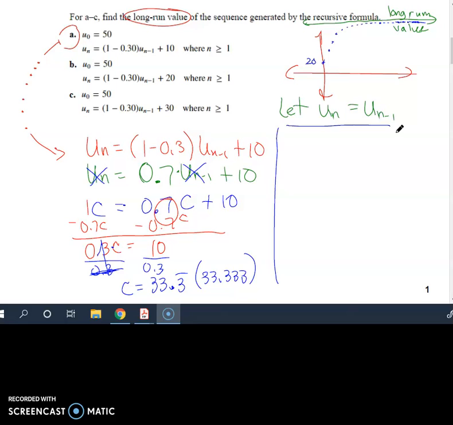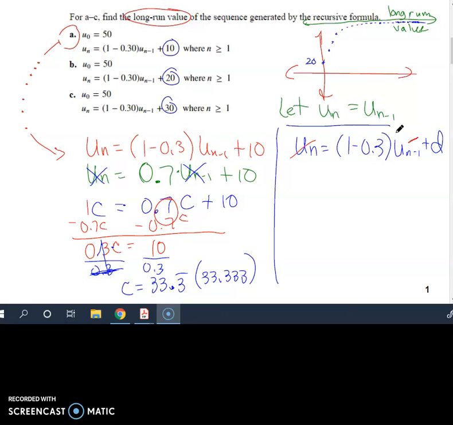So the only difference between A, B, and C is the last number. You look at all 3 problems, they all start at 50. They all 3 have 1 minus 3/10 or 3/100. So the steps really are very similar. And so what I'm going to do is place the 20 and the 30 at the end with the letter D, D for difference.